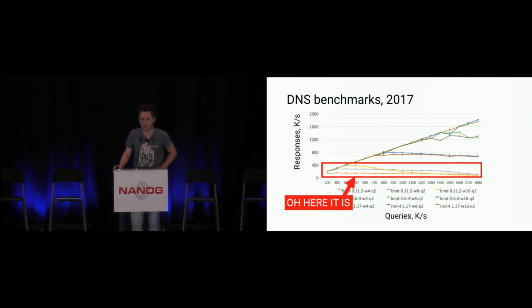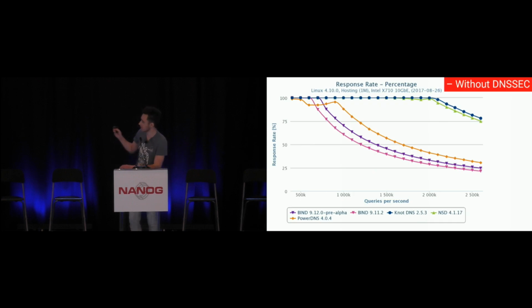Regardless of affinity and other configuration options, BIND has failed to catch up pretty soon. At that stage, there were about 400,000 queries per second on our hardware. And this is not only our observation.